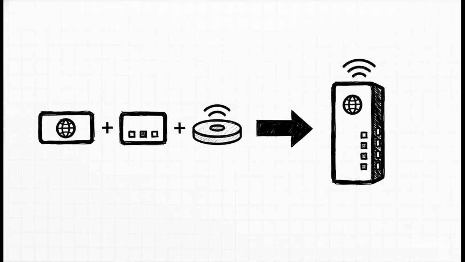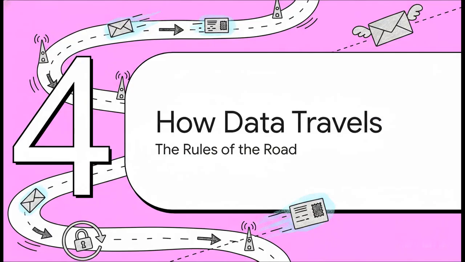Now, you're probably thinking, wait, I only have one box from my internet provider, not three. And you are totally right. Most of the devices we have at home are actually a convenient combination of a router, a switch, and a Wi-Fi access point all built into one handy unit. Okay, so we've met the network workers.